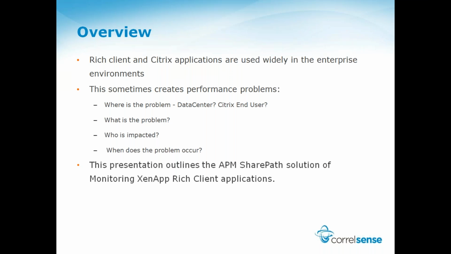Rich Client and Citrix applications are used widely in the enterprise environment, and it sometimes creates performance problems. And now we are asking ourselves, where is the problem? Is the problem in the data center or in the Citrix end user? And what is the problem? Who is impacted? When does the problem occur? In this presentation, I will outline the APM SharePath solution of monitoring XenApp Rich Client application.